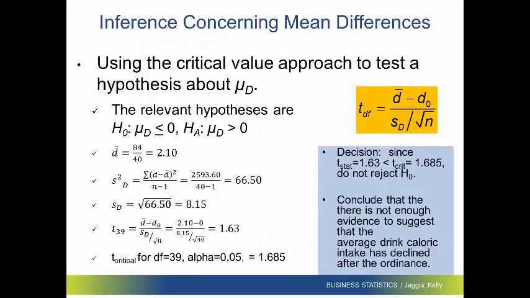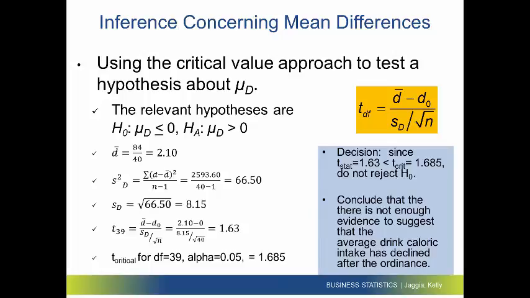Now here are more calculations. You can see the calculations for d bar, which equals 2.1, then the variance, which equals 66.50. The square root of this number gives us a standard deviation of 8.15. With all these figures, we are then able to calculate the t-statistic, as shown, of 1.63.